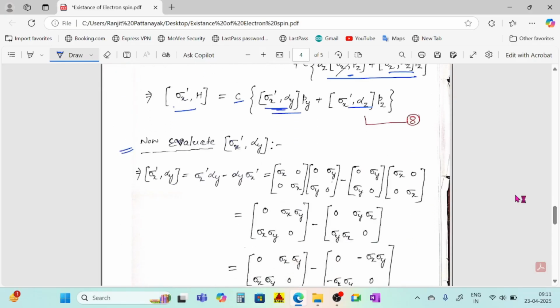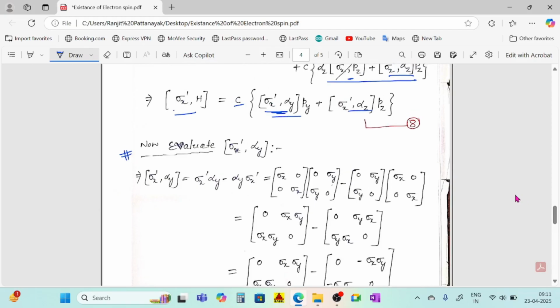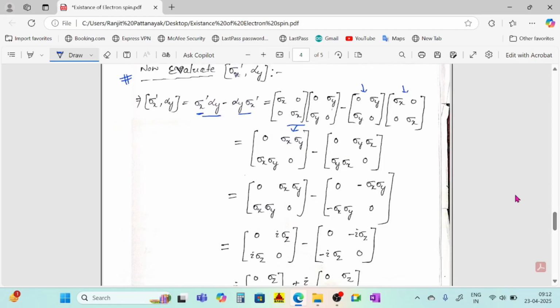Sigma x dash, this is important for your understanding. No need to write this in your exam. How much you have to write, finally at the end I will tell you, just wait. The commutation of sigma x dash with alpha y is this much. If I apply this minus this, sigma x dash in matrix format is sigma x 0 0 sigma x, and alpha y is written in matrix format as 0 sigma y, sigma y 0. Just multiply these two matrices, and by multiplying these two matrices we got this one.